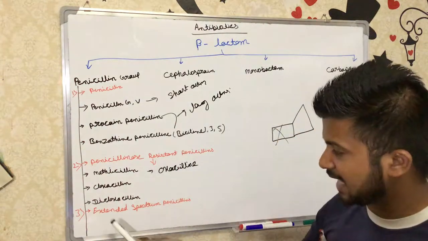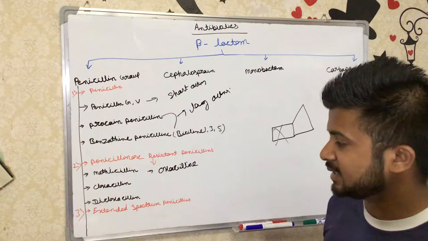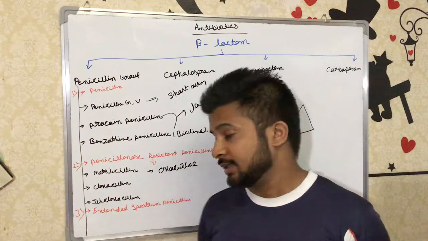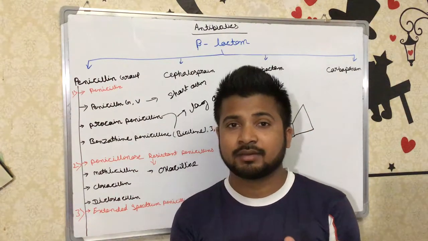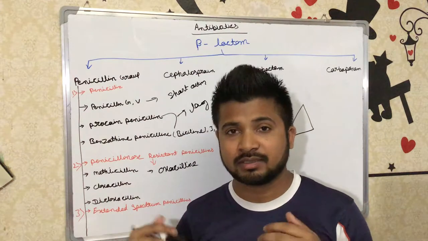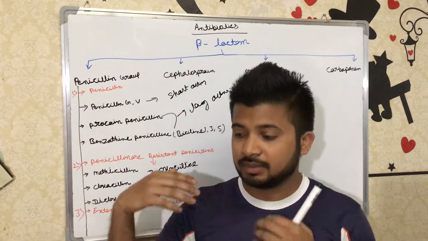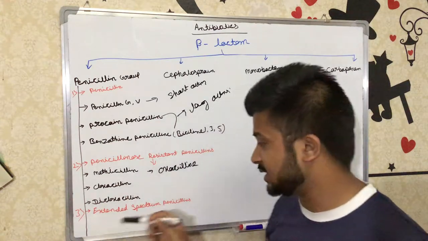After that, the last one is the extended spectrum penicillin. Extended spectrum means a broader spectrum. This type of drug we use mainly when we don't know exactly which type of bacteria the patient has. The patient has a bacterial disease, but we don't know the exact bacteria. At that time we use extended spectrum penicillin.